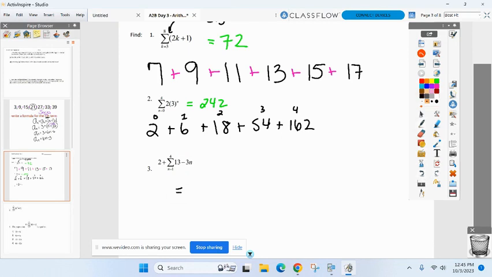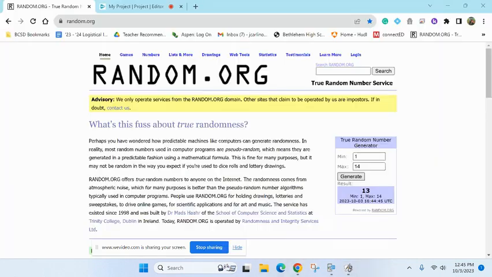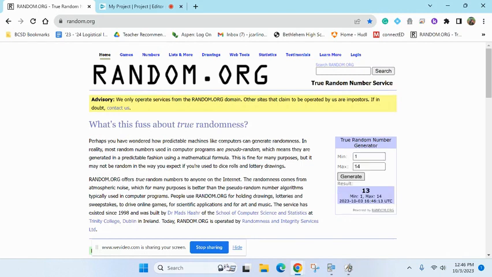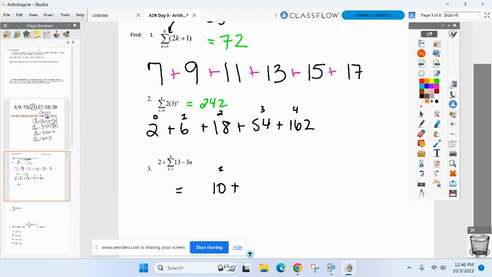All right, what number do I plug in for n first? 1. Good. So somebody plug in 1 and let me know what we end up with. 10. Emma? 10. Plus, now that was plugging in 1. Now we plug in 2. Let's go quick now. Plug in 2 and we end up with, Richie? I plugged in 1 and got 10. Oh, 7. 10, 7, good.